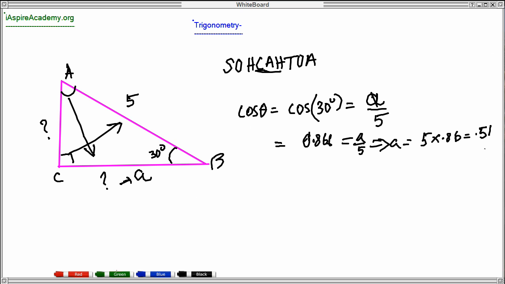Okay, let me make sure. I think there was a little mistake in my calculation. It is 4.3. So this side is 4.3. Then using the Pythagorean theorem, we can easily find this side, which is the square root of 5 squared minus 4.3 squared. So that's a simple problem involving trigonometry.